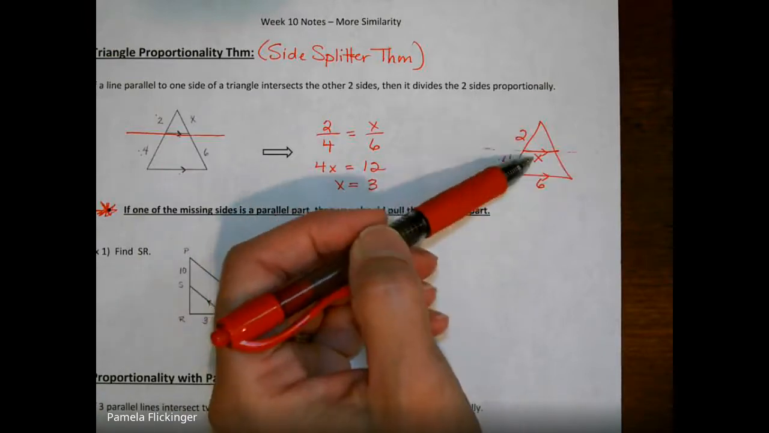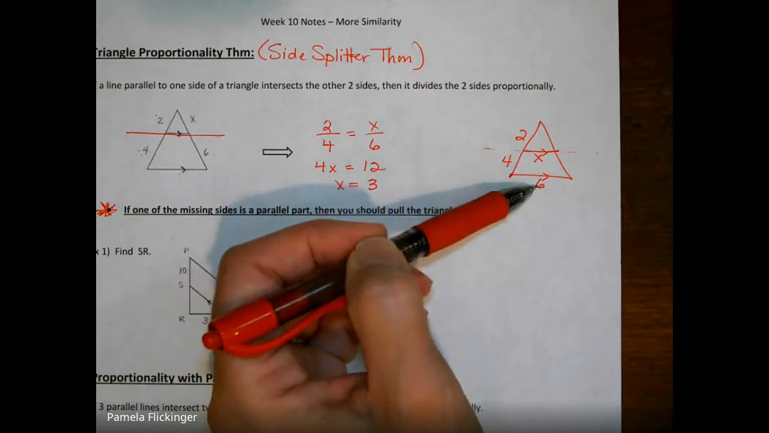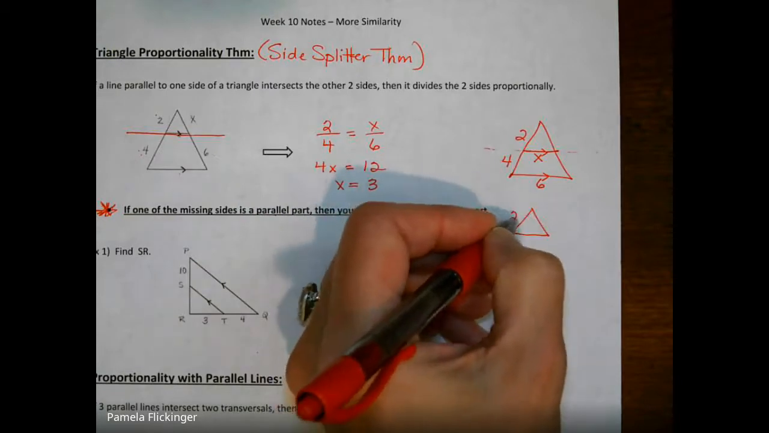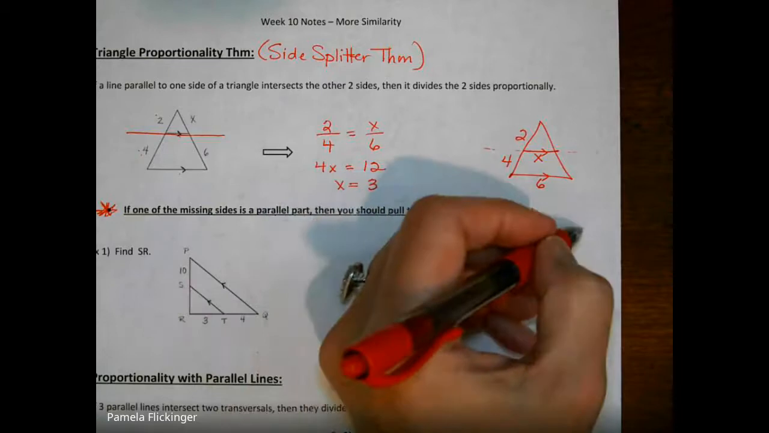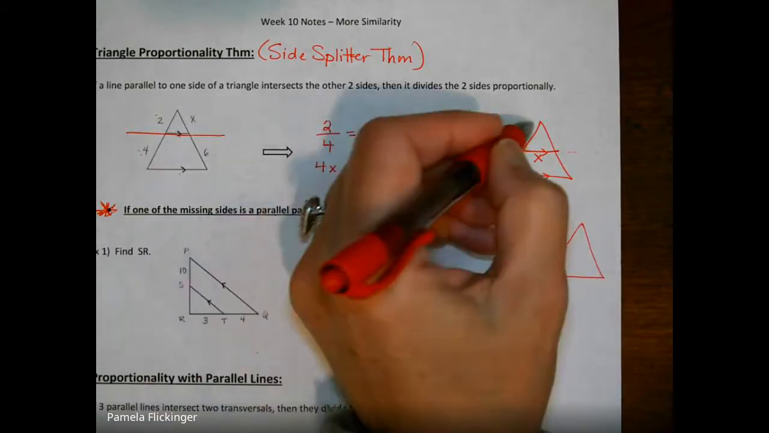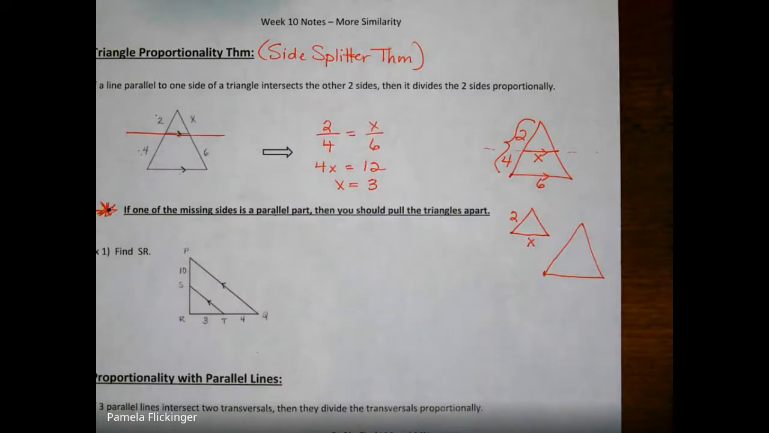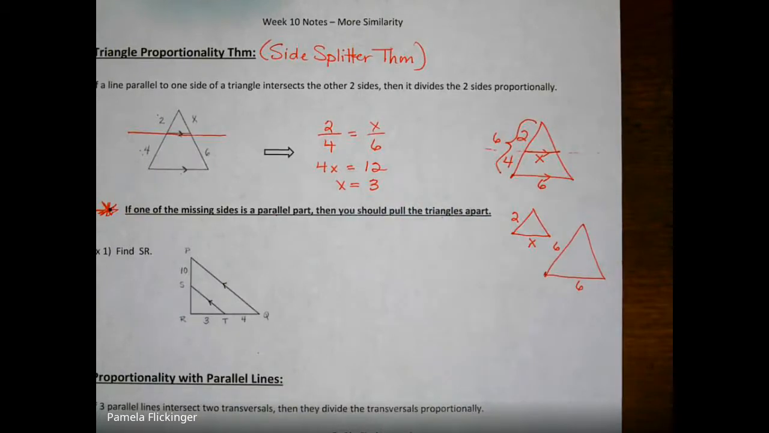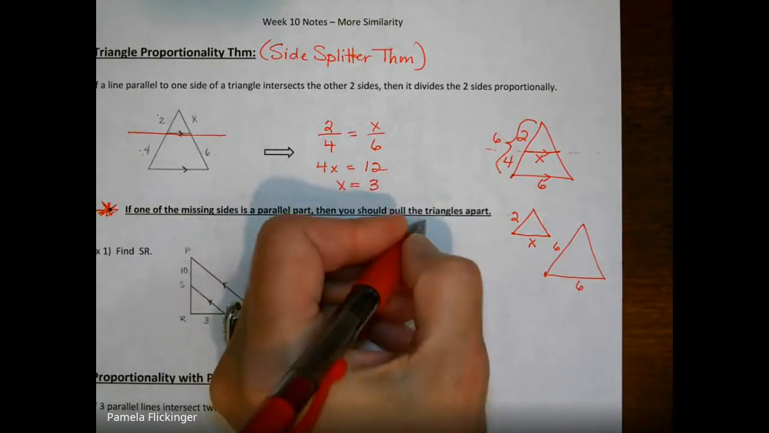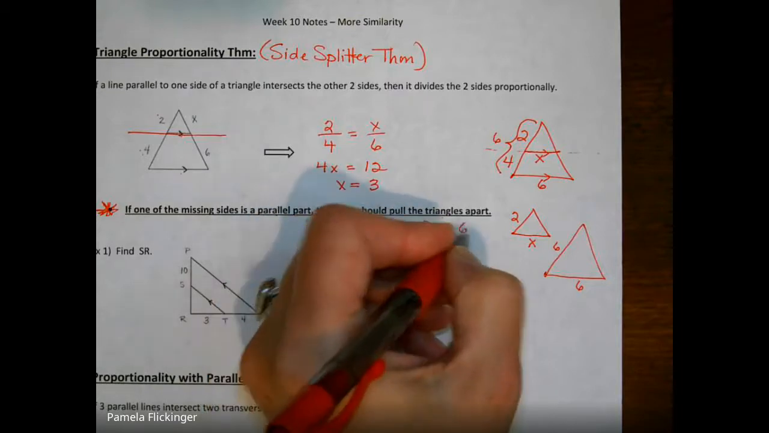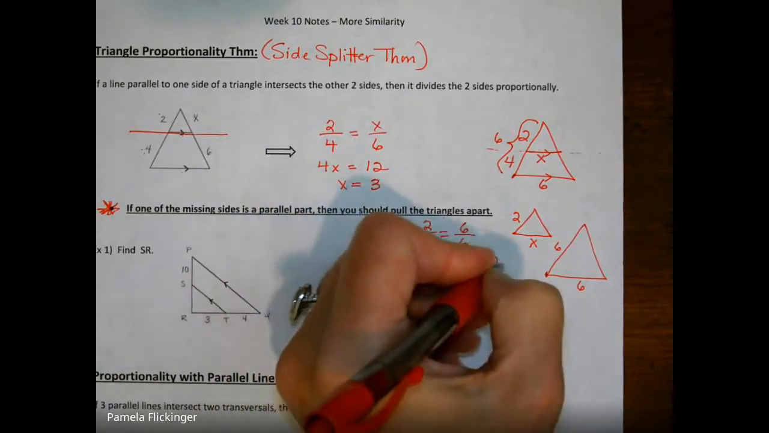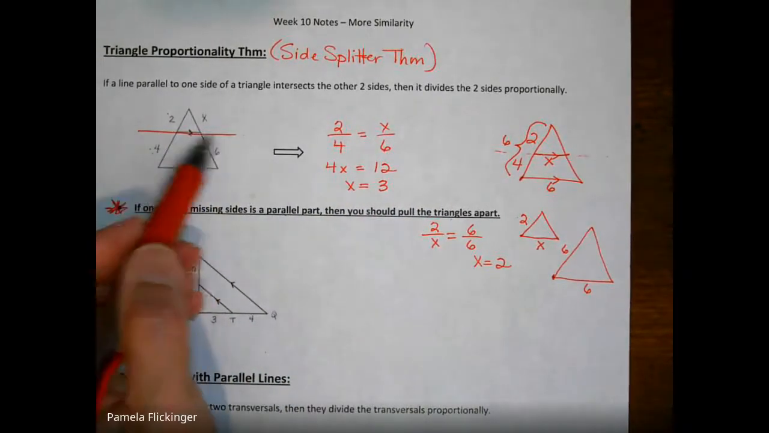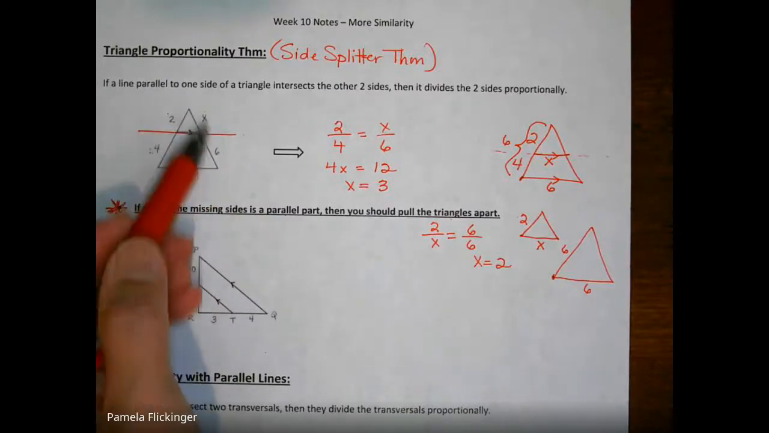So in a case like this, where you're working with missing parts on the parallel, then imagine you've got your little triangle inside, which has a side of 2 and a bottom of x, and then your larger one, whose side is not 4, you have to remember to add those together. So this would be a 6 and a 6. Then you can make your proportion. So 2 over 6 equals x over 6. Obviously, x will be 2 in this case. So pay attention to that. The side splitter or triangle proportionality theorem only works when you've got a fraction on the left and on the right.